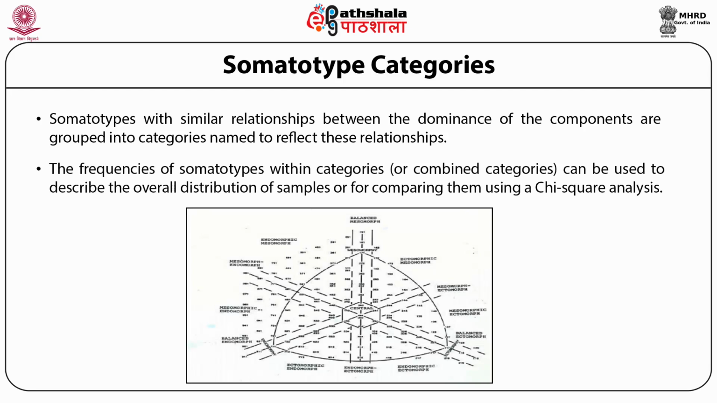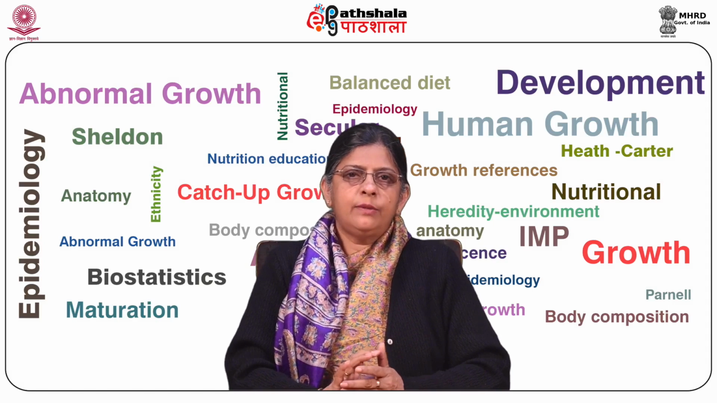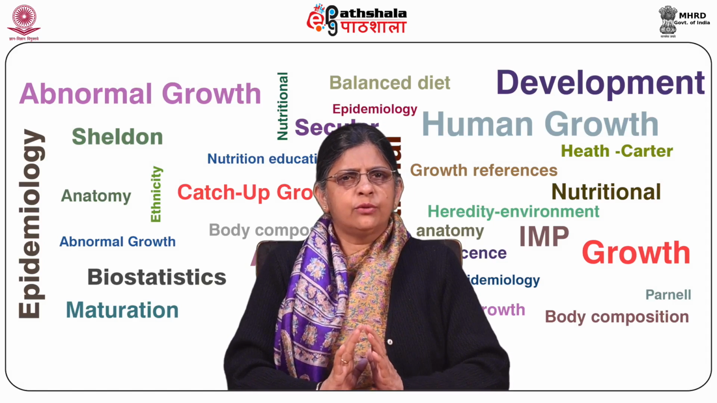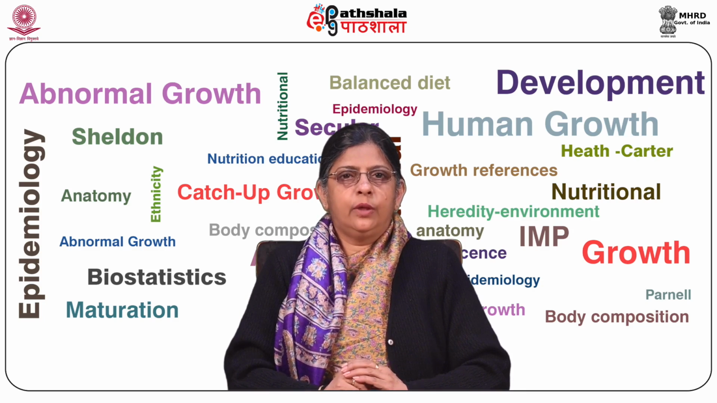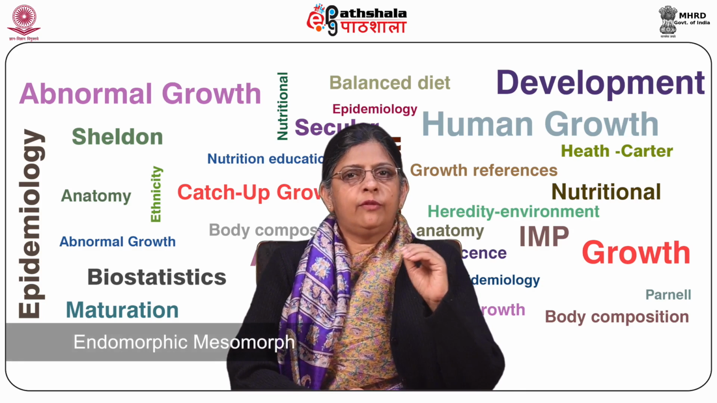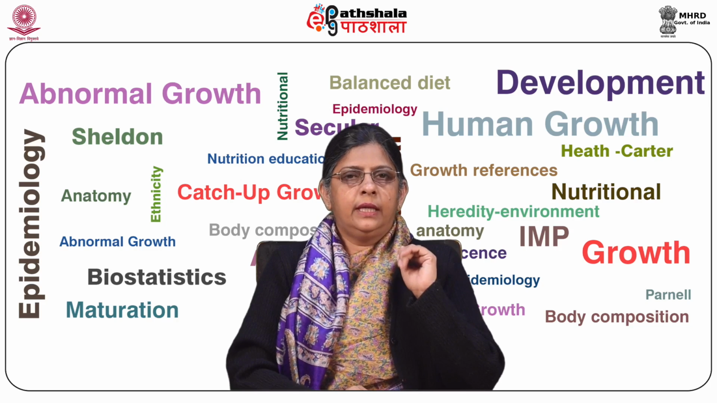The frequencies of somatotypes within categories can be used to describe the overall distribution of samples for comparing them using chi-square analysis. Mesomorph-endomorph: endomorphy and mesomorphy are equal, or they do not differ by more than 1/2 unit, and ectomorphy is smaller. In endomorphic mesomorph, mesomorphy is dominant and endomorphy is greater than ectomorphy.